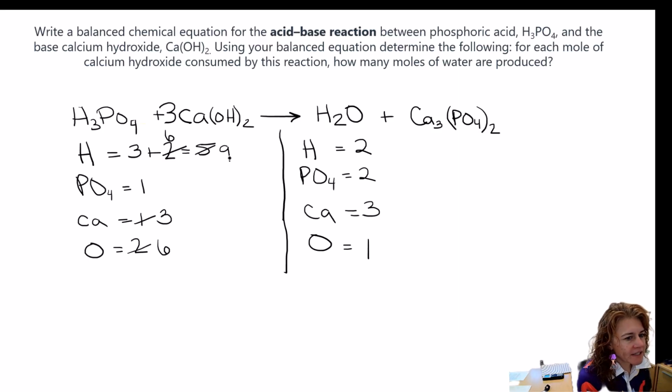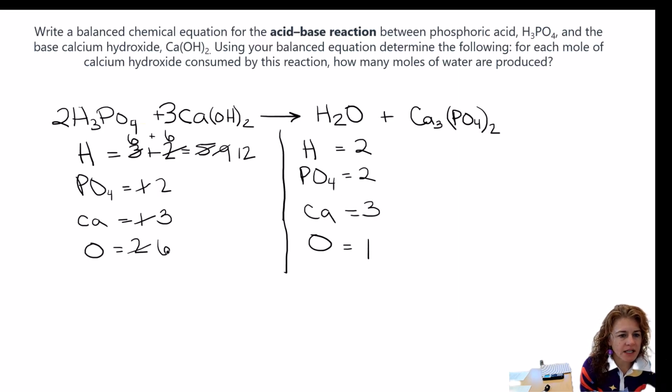Next thing I'm going to attack is the phosphate. So I've got 2 on the product side. I need to make sure I have 2 on the reactants. So I'm going to put a 2 in front of this. So 2 will affect the phosphate. So now I've got 2 phosphates. That also affects the hydrogen. So coefficient times subscript. So now I have 6 here. So that's going to change the total. 6 plus 6 gives me a total of 12.